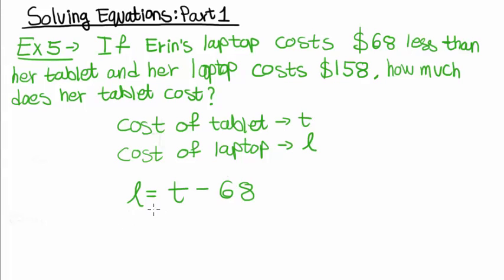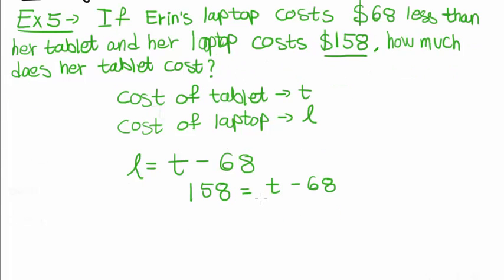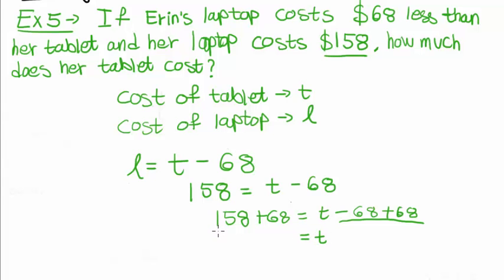But what happens now is that our life is simplified further because the problem gives us the cost of Erin's laptop. So we can simply replace the variable L by the number 158. Now, in order to get the variable t all by itself, we need to perform the appropriate inverse operation with the term negative 68. The inverse operation of negative 68 is plus 68. Now, negative 68 plus 68 will give me a grand total of 0, and I'm simply left with the variable t. And I know that 158 plus 68 is equal to 226. So the cost of Erin's tablet is $226.